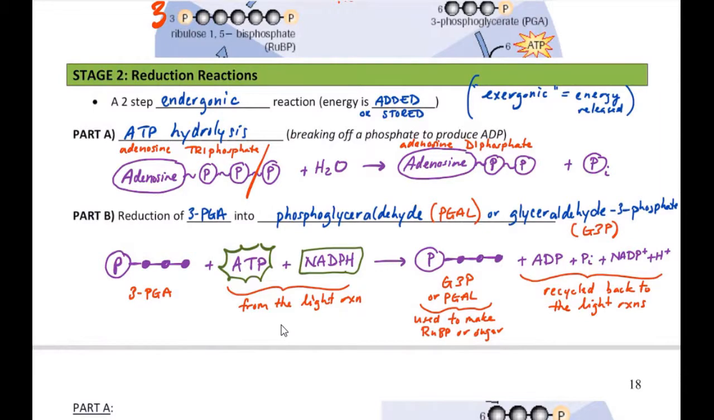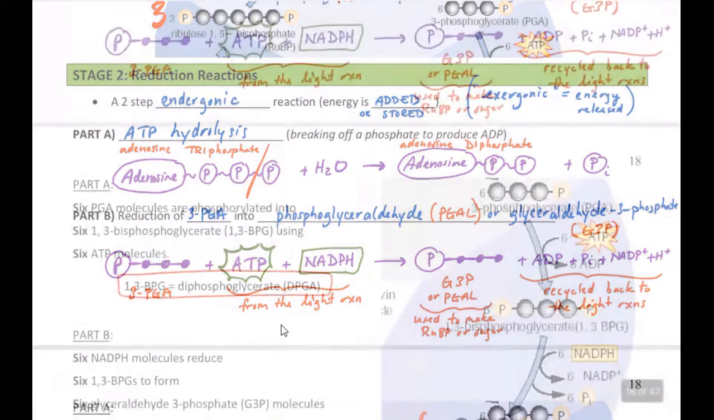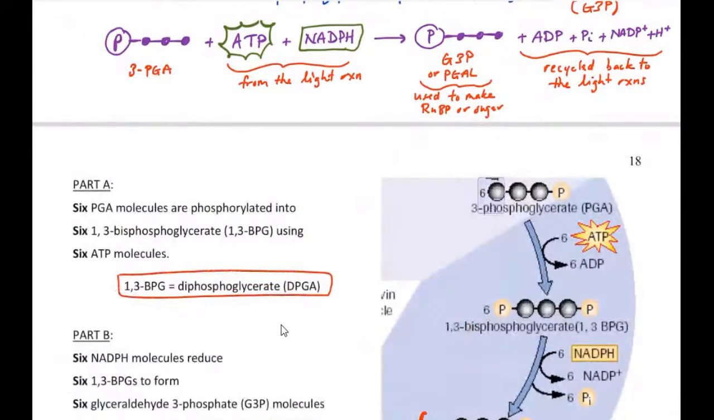Now, if you're looking at these drawings here, or even the next set of drawings below, 3-PGA in this diagram sure looks a heck of a lot like this guy. What's the big difference in these two pictures? I had one phosphate group at the 3 carbon, that's why it's 3-PGA. All I'm going to do is add a second phosphate, and that's where the ATP comes in. I'm going to take the phosphate right off the ATP to phosphorylate this glycerate molecule.